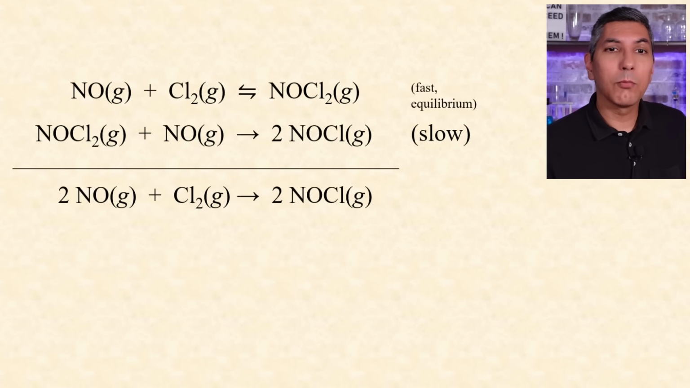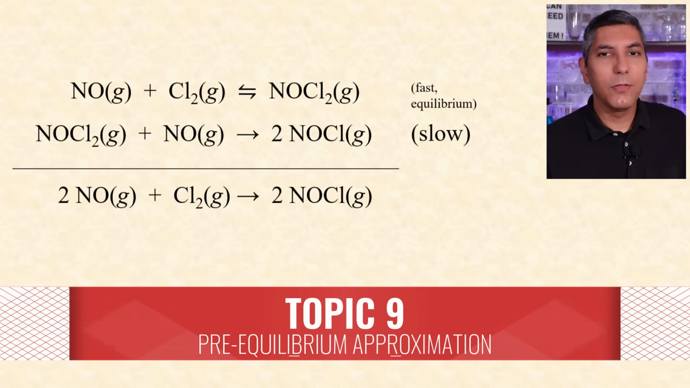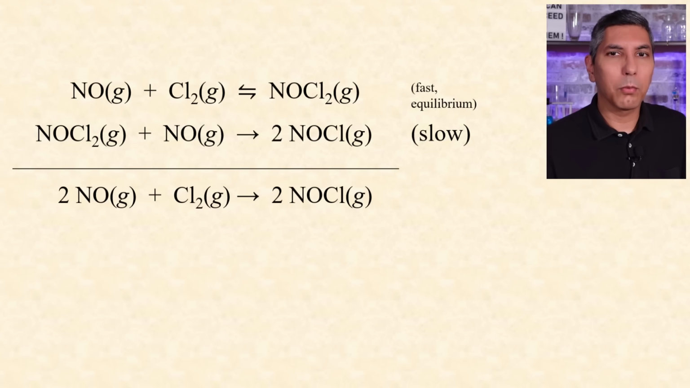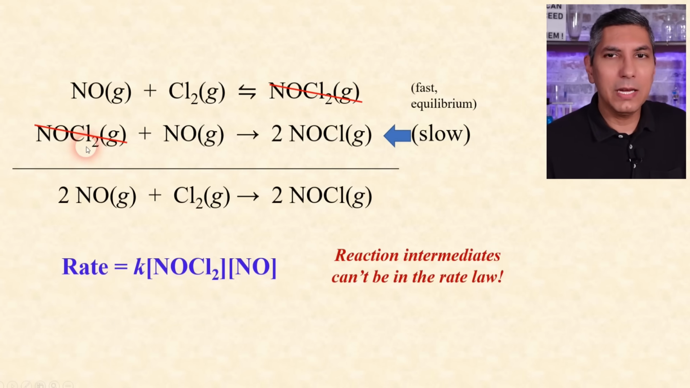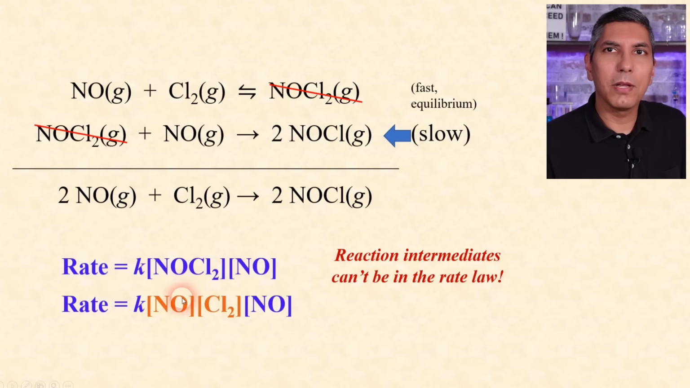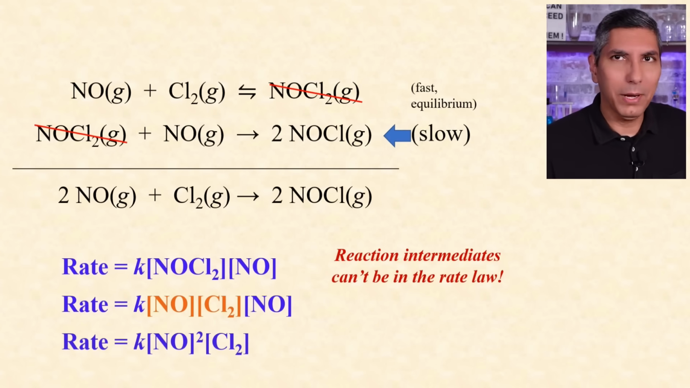When we have a mechanism where the slow step isn't the first step, this causes a little problem in writing the rate law. The slow step still determines the rate, but notice that if we write that as the rate law, we end up with a reaction intermediate in the rate law, and you can't have a reaction intermediate in the rate law because it doesn't show up in the overall balanced equation. So we have to determine the rate law for the formation of that intermediate and plug it in where that intermediate showed up in our proposed rate law. So by doing this, we end up with the actual rate law for the reaction.